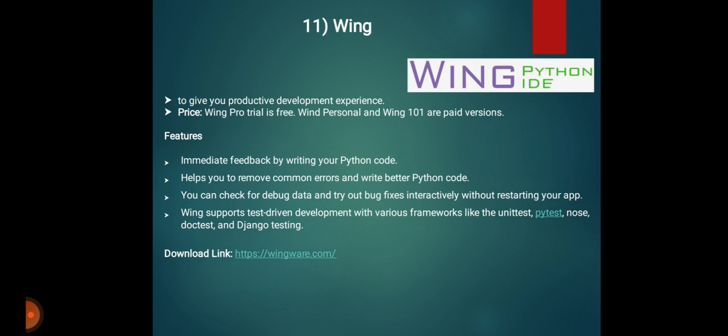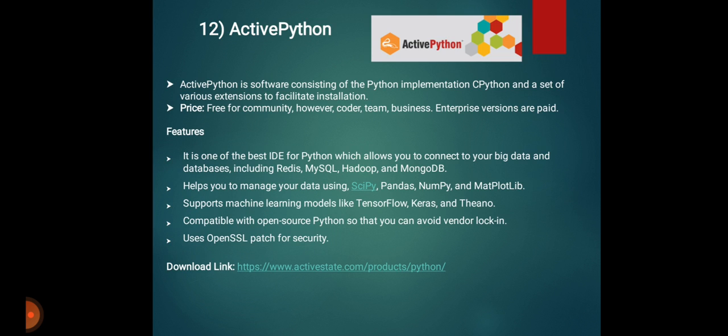The next one is ActivePython. The symbol of ActivePython, you can see in the figure. So this software is used to accelerate software development with data science, a secure and supported Python distribution. Then ActivePython is a software consisting of the Python implementation, that is CPython, and a set of various extensions to facilitate installation. So the pricing of this tool is free for the community, however Coder, Team or Business and Enterprise versions are paid for this tool.